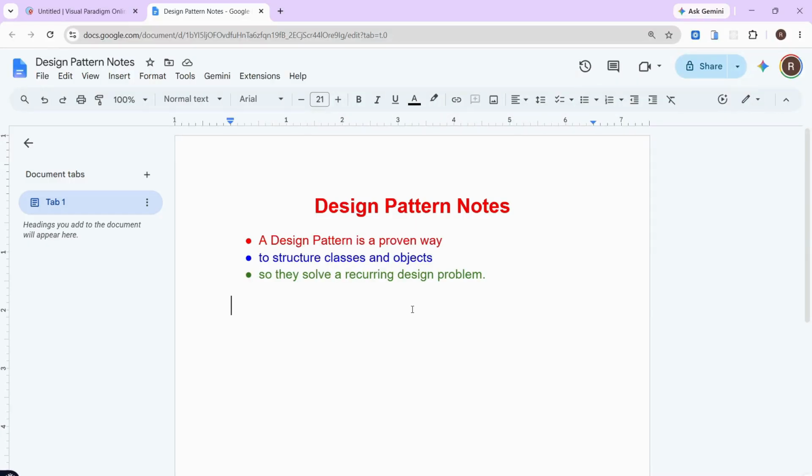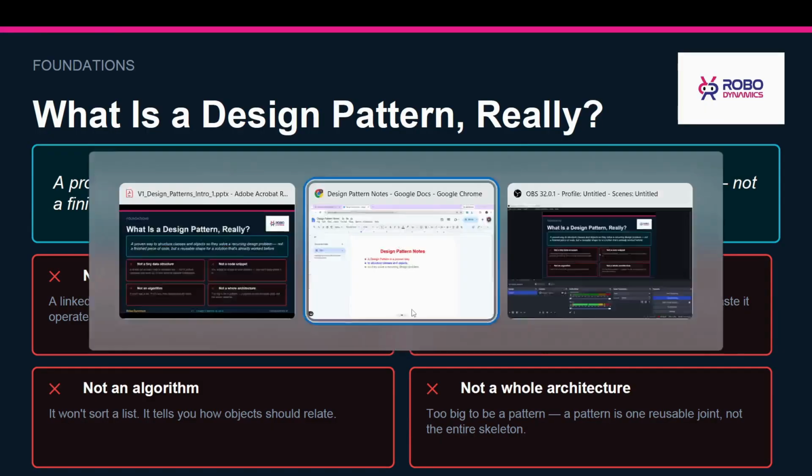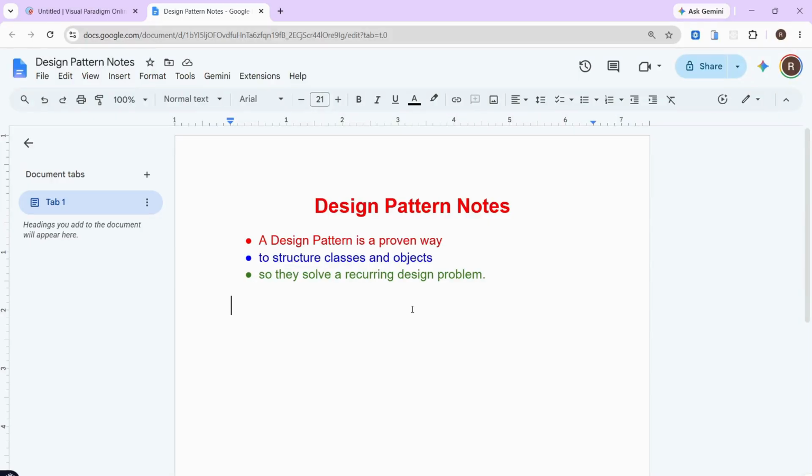A design pattern is a proven way. That means other experienced developers have applied it and they have been successful. So it's not something being invented today. To structure classes and objects means how you're going to organize classes and objects. The third point is to solve a recurring design problem. That means a repeating problem. If the problem is reoccurring, then only you apply that particular pattern. And the last thing is something which has worked for others.